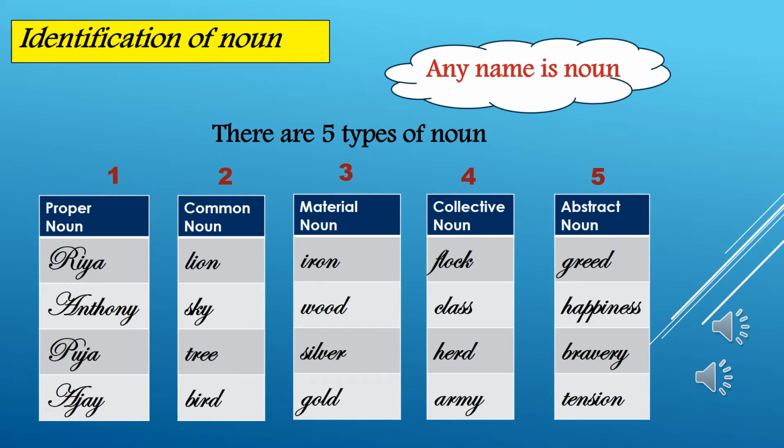Army. Army is actually the group of soldiers. A particular soldier is not an army. Army means that total group. So this is a collective noun.